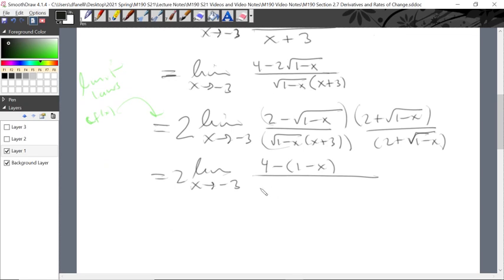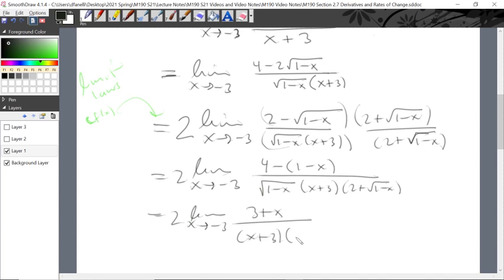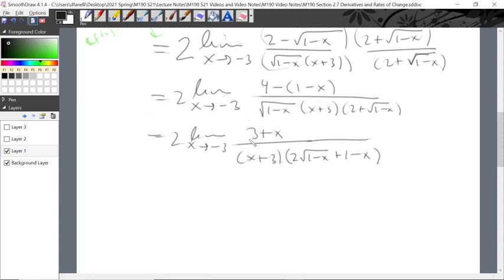Alright. The denominator, we have root 1 minus x, we have x plus 3, we have 2 plus root 1 minus x. Okay, let's see if we can remove that discontinuity. 4 minus (1 minus x) is the same as 3 plus x, right? 3 plus x. So in the denominator, we also have x plus 3. Okay, and then let's say I distribute this root 1 minus x now. We get 2 root 1 minus x plus 1 minus x down there. Okay, and now we can cancel x plus 3 with 3 plus x.